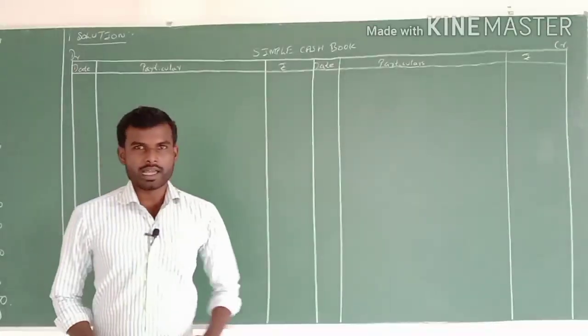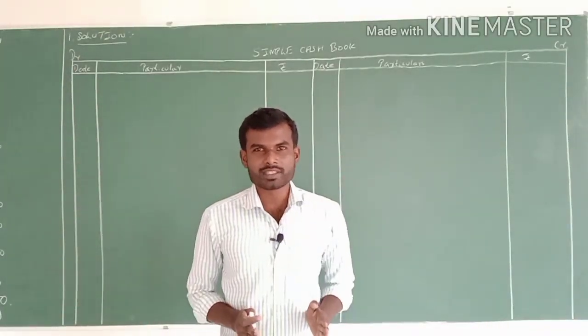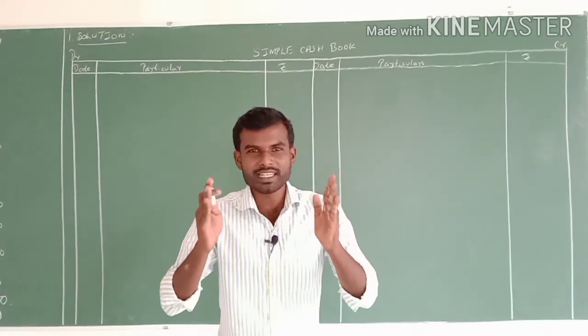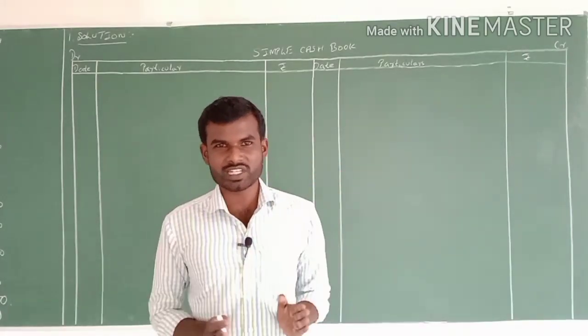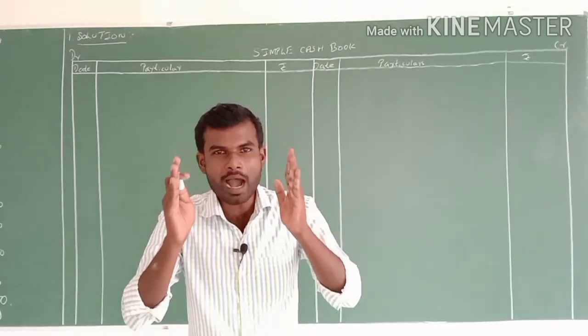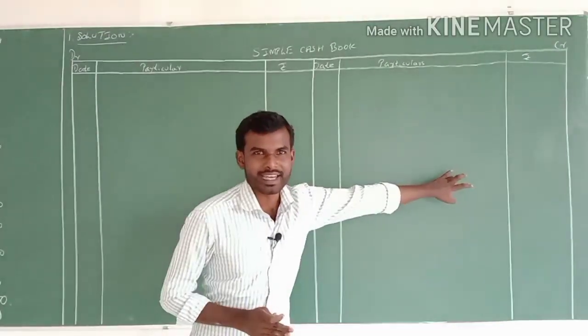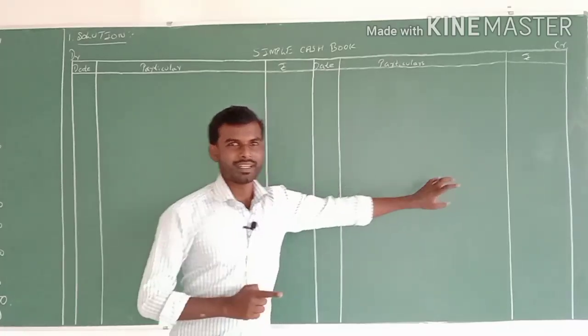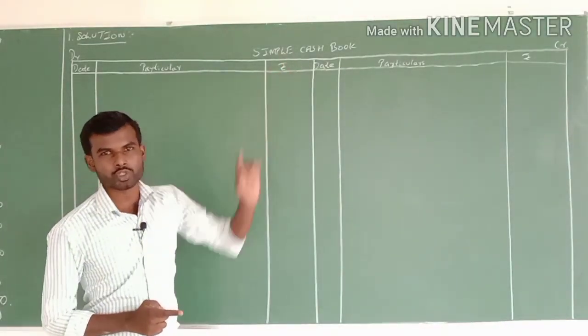Simple cash book. I already explained this concept. Simple cash book means what happens? We used to record only the cash transactions. In the simple cash book, we record only the cash transactions in a single amount column. So under the debit side, one amount column, under the credit side, one amount column. Remember here, cash is an asset. So as per the asset rules, what happens?